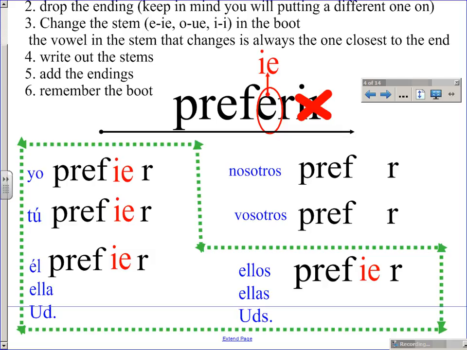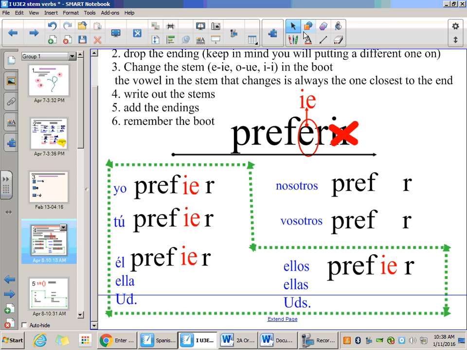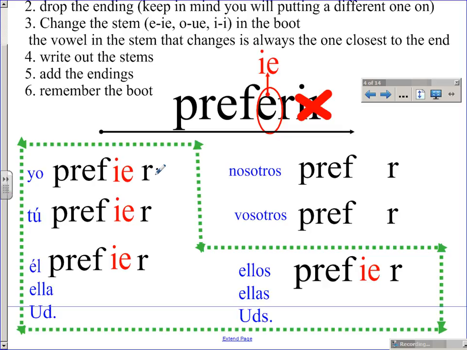So now I can go back and I have an IR verb. So I know that I'm going to use my IR endings on there. So that would be, for the yo form, prefiero. For the tú form, prefieres. For ella and usted, prefiere. For nosotros, I just keep that E but no I. So you're at preferimos.